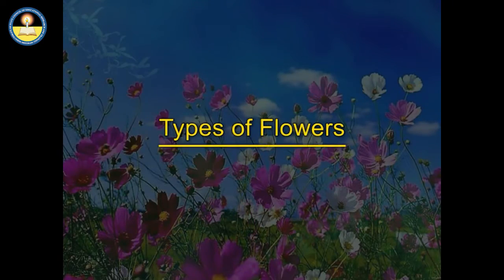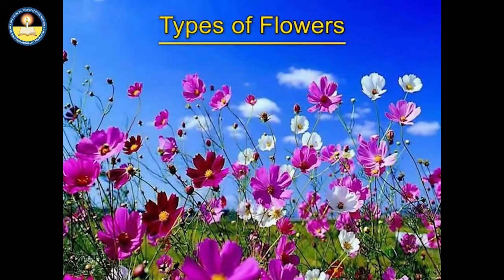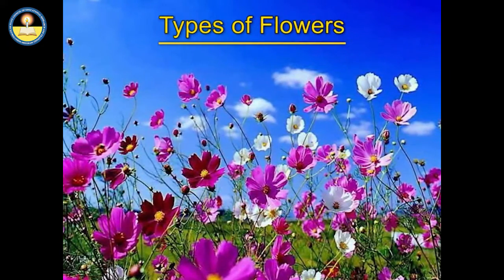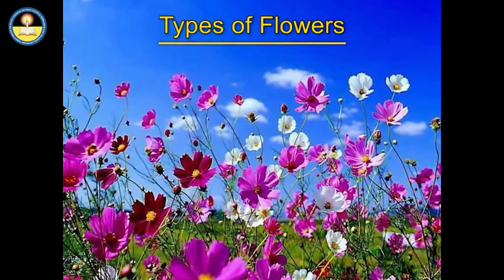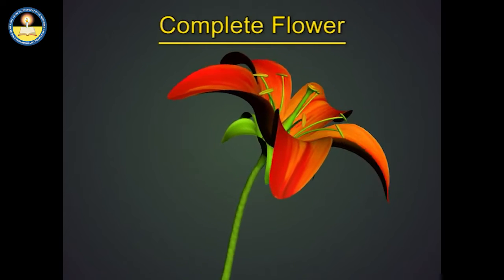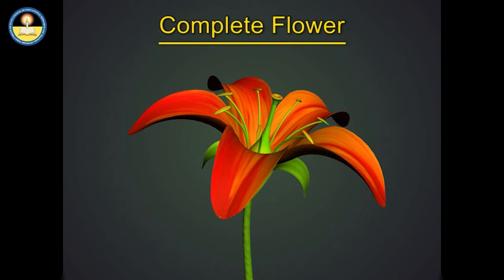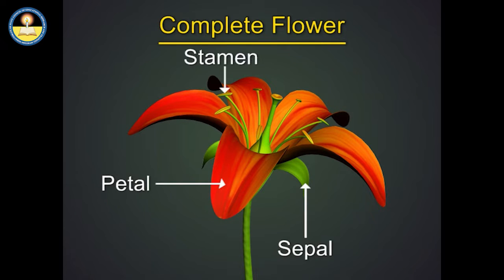Types of flowers. There are different types of flower according to the presence of different parts in the same floral structure. A flower is referred to as complete if all 4 floral organs, sepal, petal, stamen and pistil are present in the same flower structure. An incomplete flower lacks any one or more of these parts.